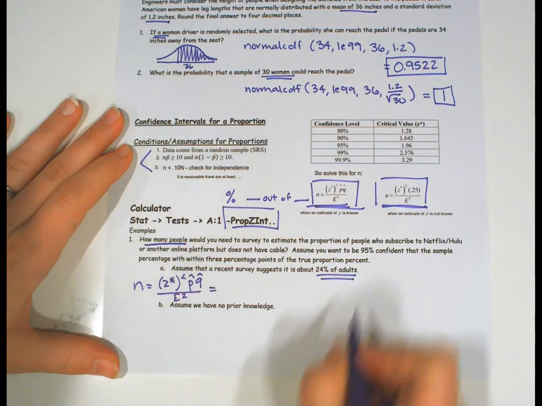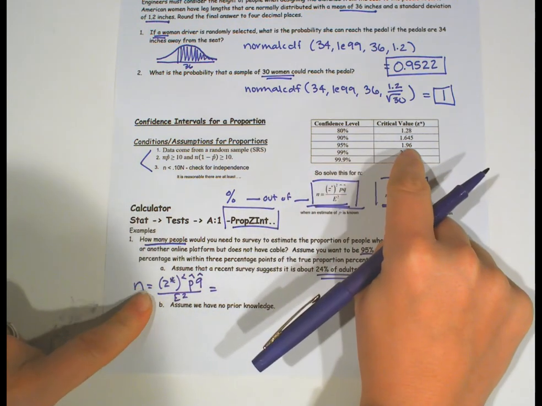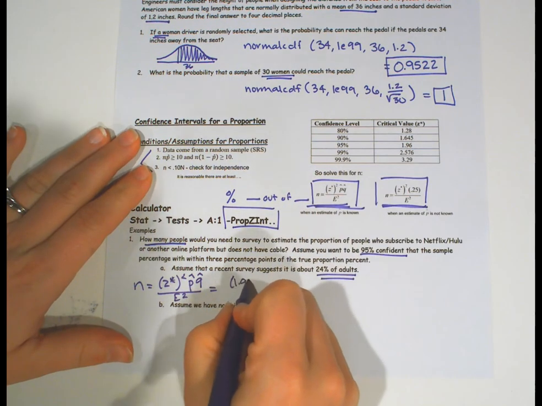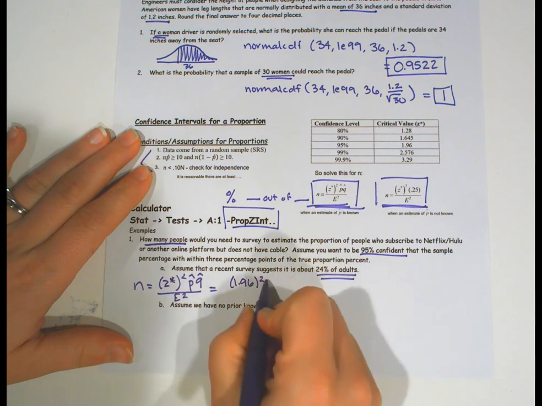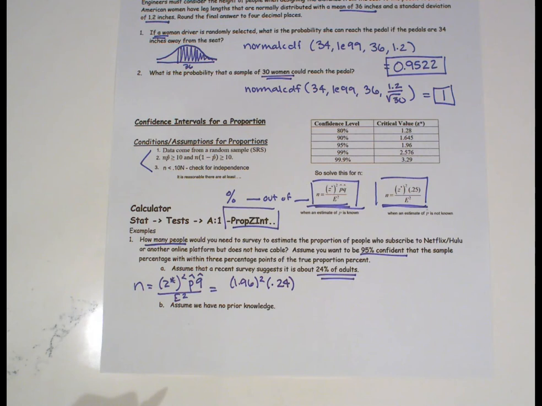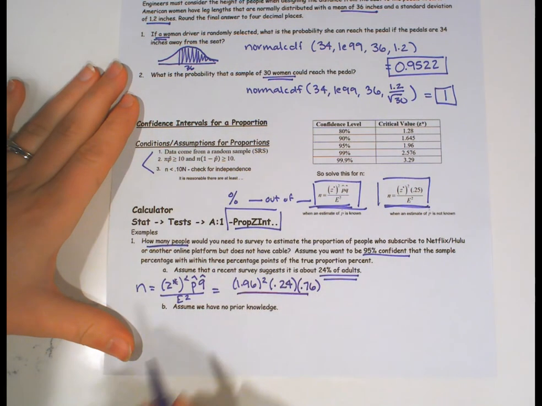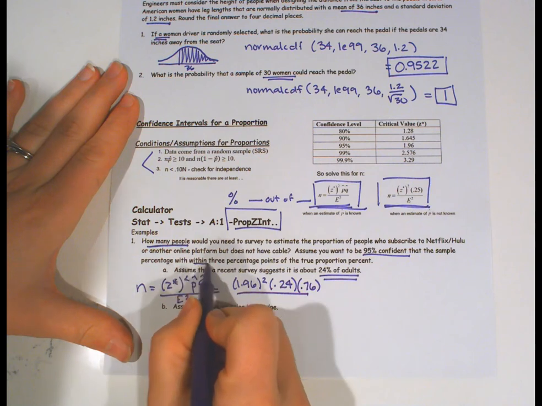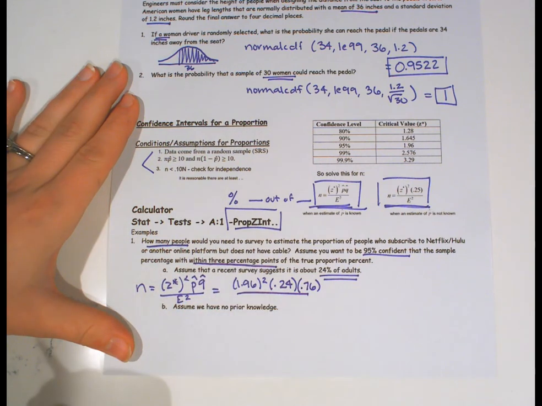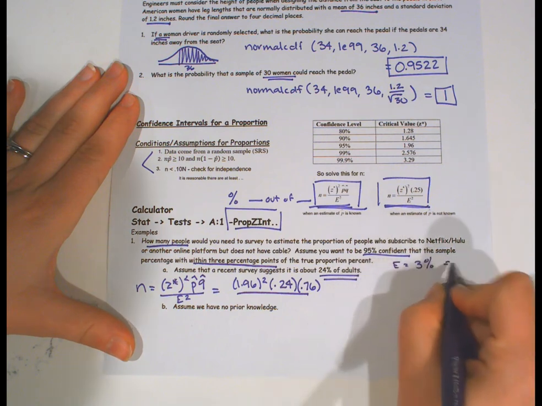So it said we wanted a 95% confidence. So that tells us our Z is going to be 1.96. Our proportion here is 24% or 0.24. Remember, Q is just the opposite of P. So if 24% of people do, that would mean that 76% of people don't. So our Q value is 0.76. And then it said it wanted it within 3 percentage points of the true proportion. So that means that our E value is 3%, which we write as 0.03.